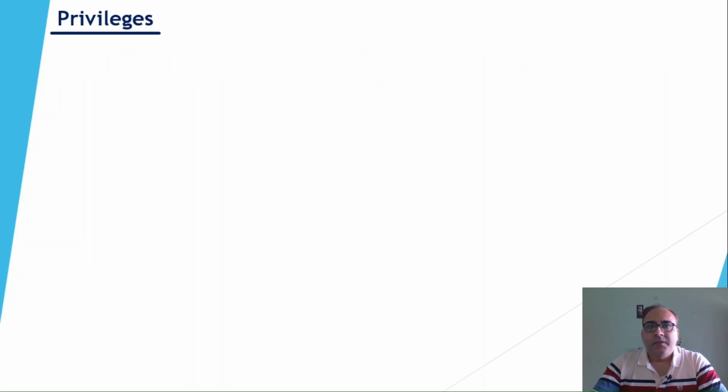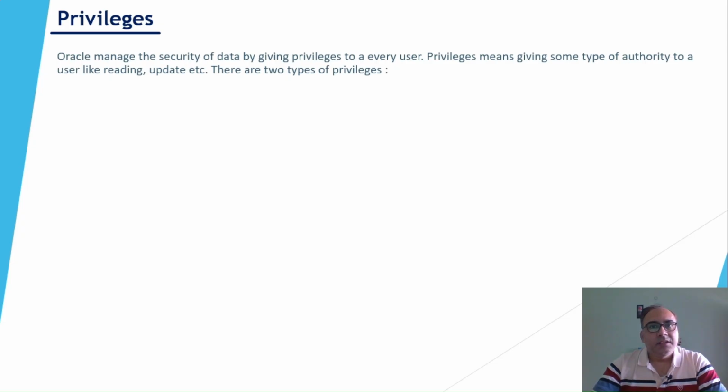So let's talk about privileges. What are privileges? The dictionary meaning of privilege is giving some sort of authority or rights to a user or a group. The same is applicable for the Oracle database as well. Privileges mean giving some sort of authority to a user by which he or she can perform certain actions on a database, like reading, update, create, etc. So there are basically two types of privileges.